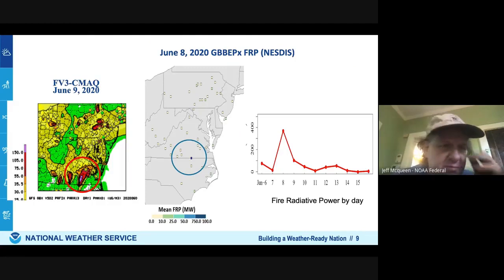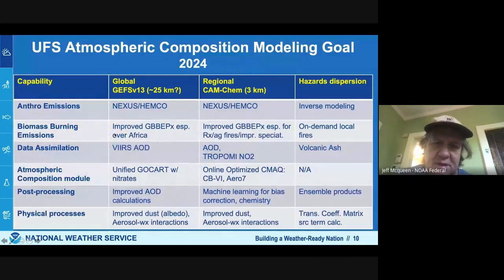This is something I have to skip. This is basically the FV3 CMAQ run showing predictions of wildfire smoke this past June and how it agreed sometimes with the fire radiative power and sometimes it did not. So basically, this is what Ivanka talked about this morning.